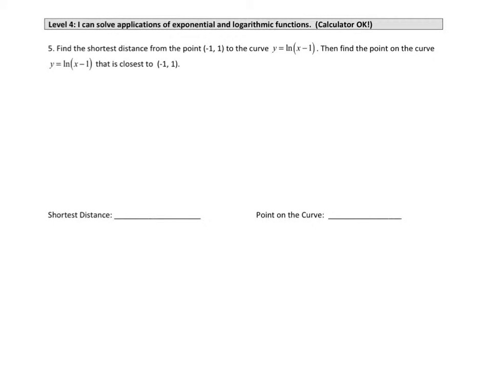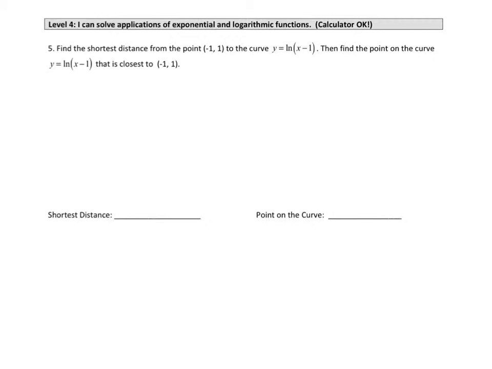There are two problems you should know how to do in level 4 for this skill, and they are both problems you've seen before. One is finding the shortest distance from a point to a curve, and the other is finding the maximum area of a rectangle bounded by a graph and the axes in the coordinate plane. And I'll show you how to do that one too, even though it's not in the notes packet.